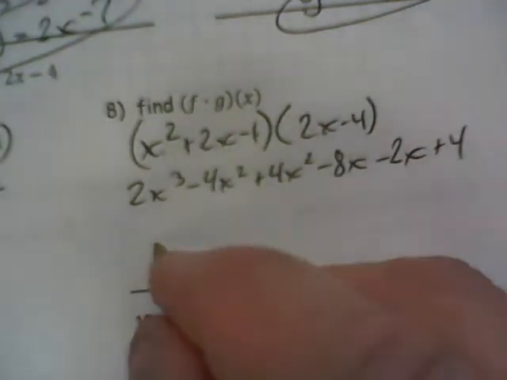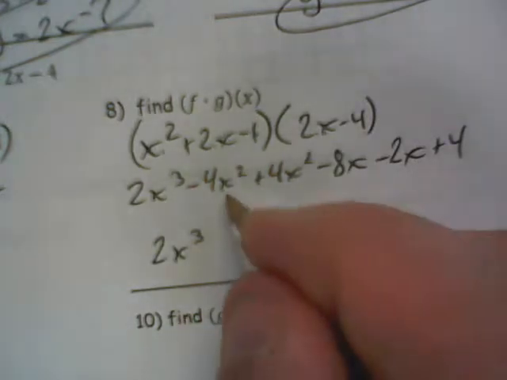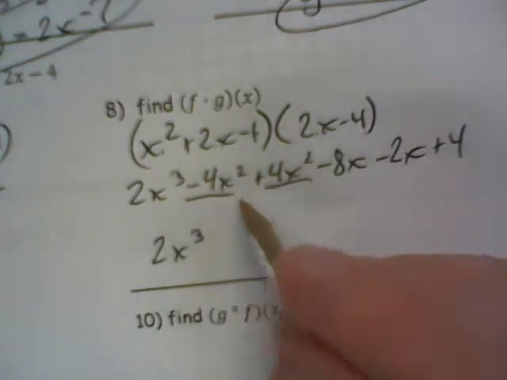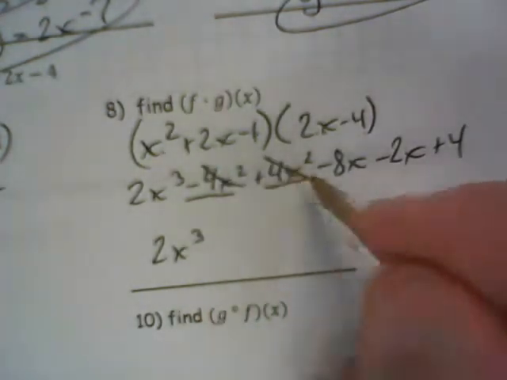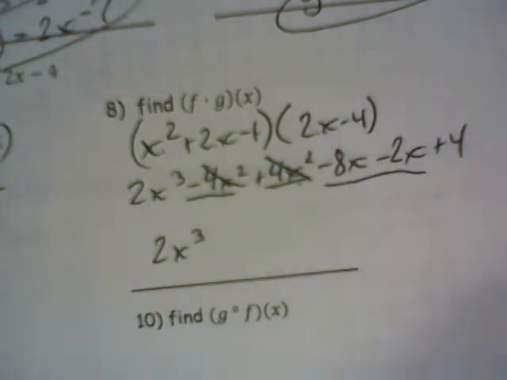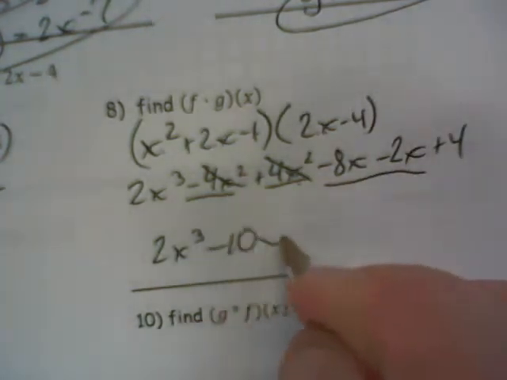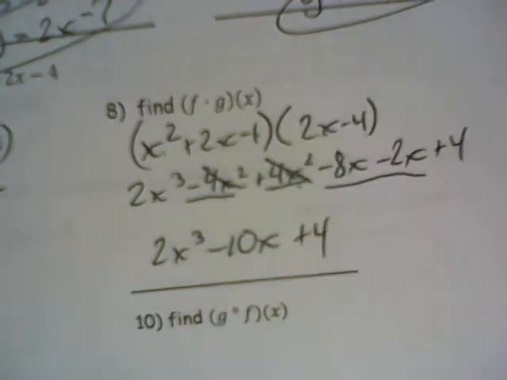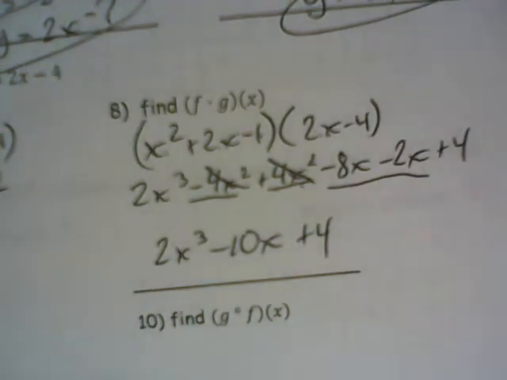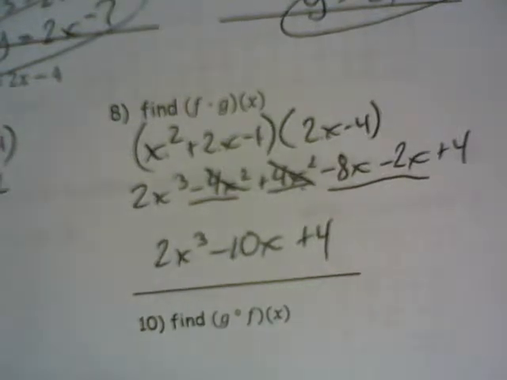And then we're going to combine our like terms. 2x to the third. Negative 4x squared plus 4x squared, those cancel each other out. There's 0. Negative 8x and negative 2x is negative 10x. And then plus 4. And that's what you should have as your answer for number 8. Let's move on and take a look at number 9.